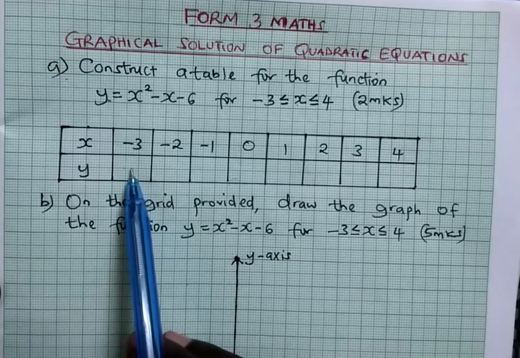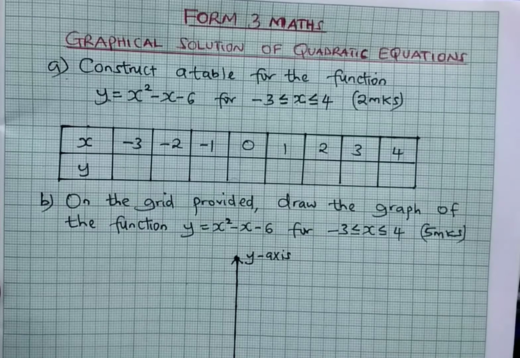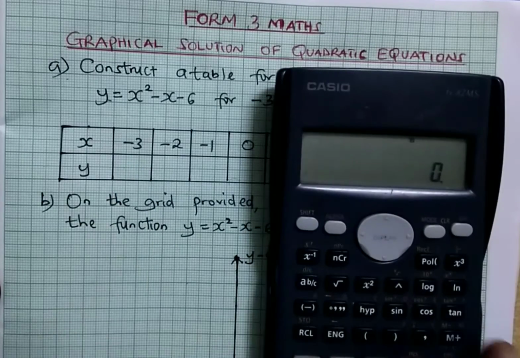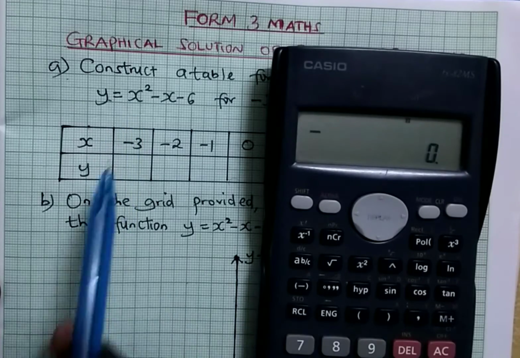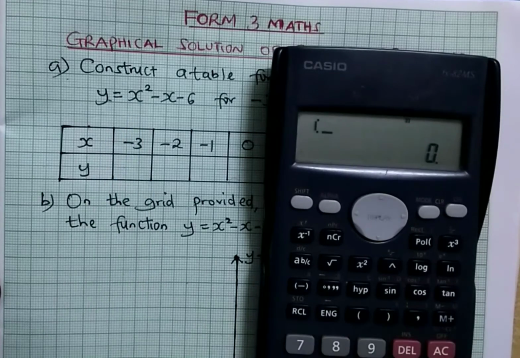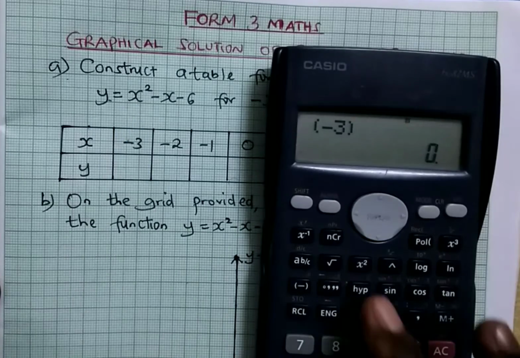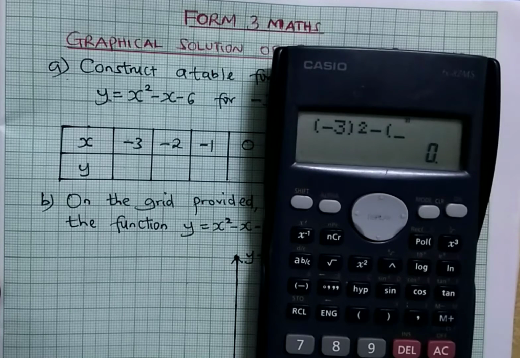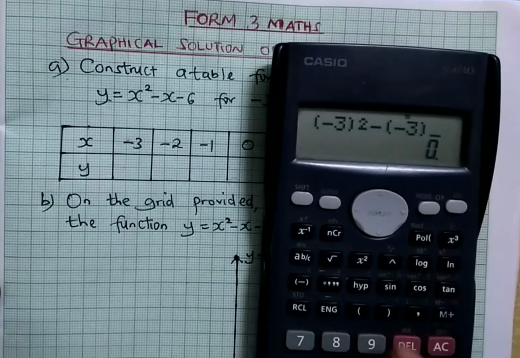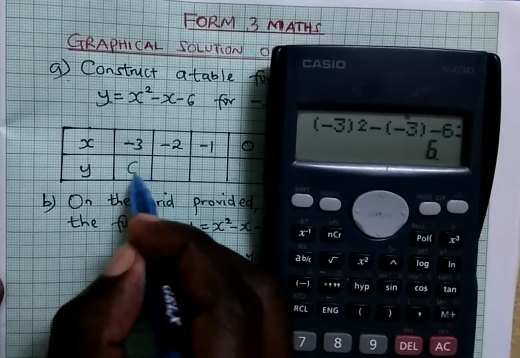To get the values of y, we take the values of x and substitute them in the main function. The first value of x is -3. Anytime we are using a calculator, make sure you employ the use of brackets. x is -3, we open the bracket, -3, we close the bracket. x being -3, x is squared, so we square, minus, open the bracket, the value of x is still -3, close the bracket, then -6, and the answer is going to be +6.